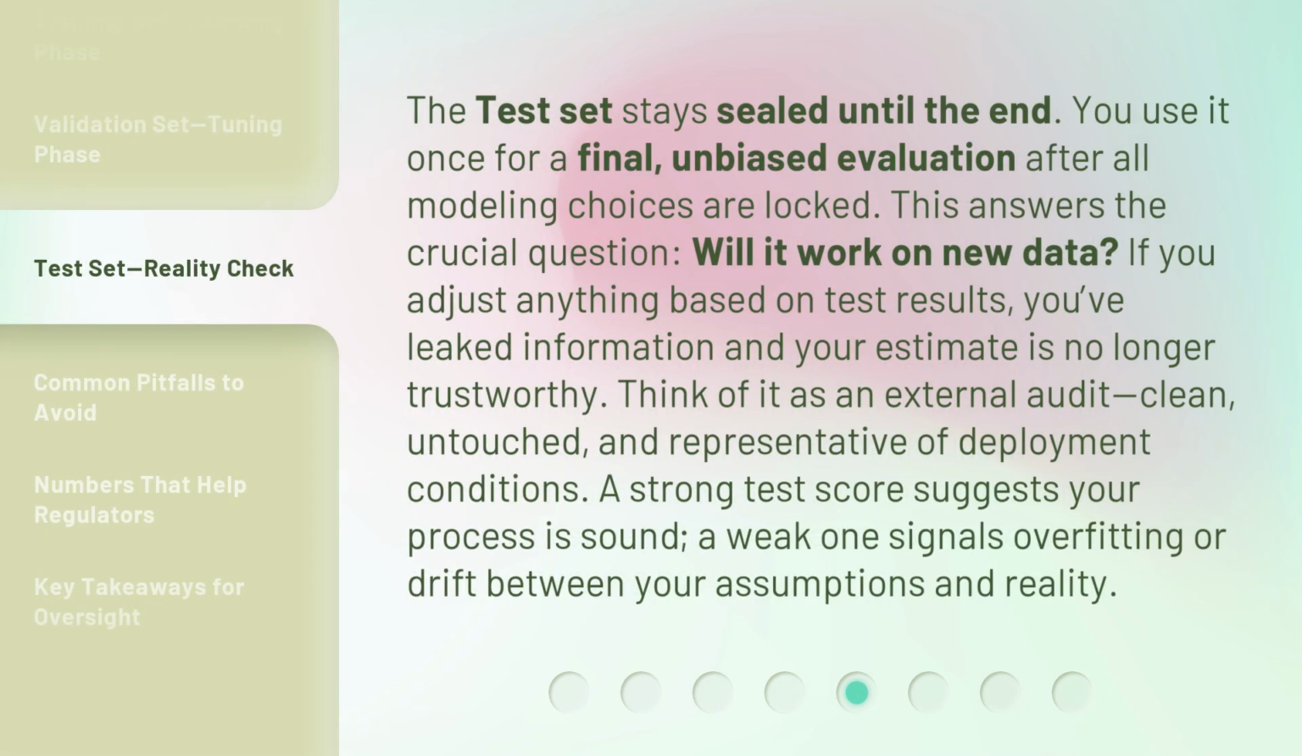The test set stays sealed until the end. You use it once for a final, unbiased evaluation after all modeling choices are locked. This answers the crucial question: will it work on new data? If you adjust anything based on test results, you've leaked information and your estimate is no longer trustworthy. Think of it as an external audit, clean, untouched, and representative of deployment conditions. A strong test score suggests your process is sound. A weak one signals overfitting or drift between your assumptions and reality.